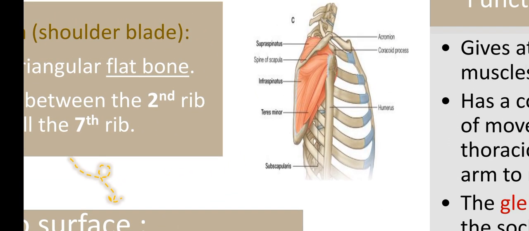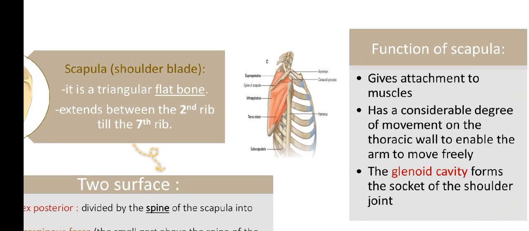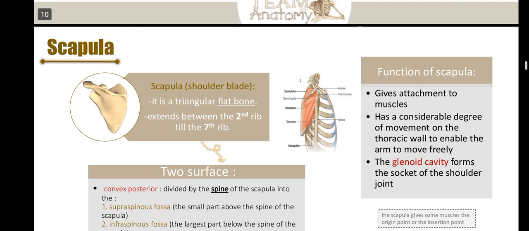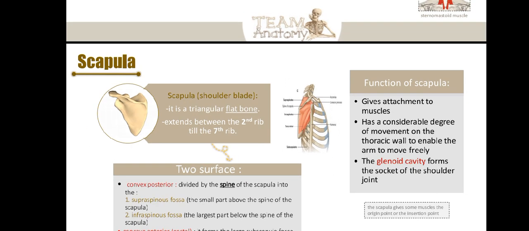You could count these ribs. Know that the first thing you're seeing here is the clavicle. Count these ribs from the top: 1, 2, 3, 4, 5, 6, 7. You could see that on the 7th rib is where you see the inferior angle of the scapula. That's where the scapula ends. So the scapula extends from the 2nd rib to the 7th rib.